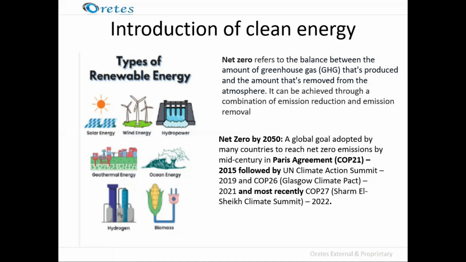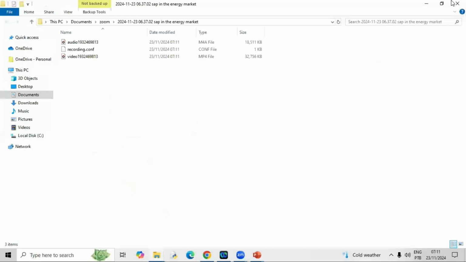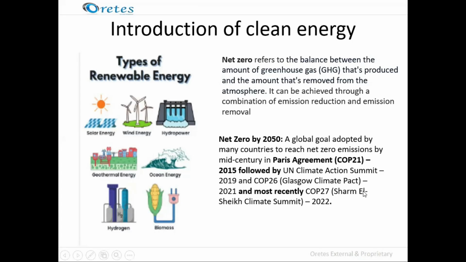Almost all countries were there, and they came to a common agenda. They want to reach net zero emission by 2050. And that same thing was reiterated in the UN Climate Action Summit in 2019, in the COP 26 Glasgow Climate Pact in 2021, and most recently in the Sharm el Sheikh Climate Summit in 2022. So by 2022, almost all the nations decided that they will go to net zero by 2050.